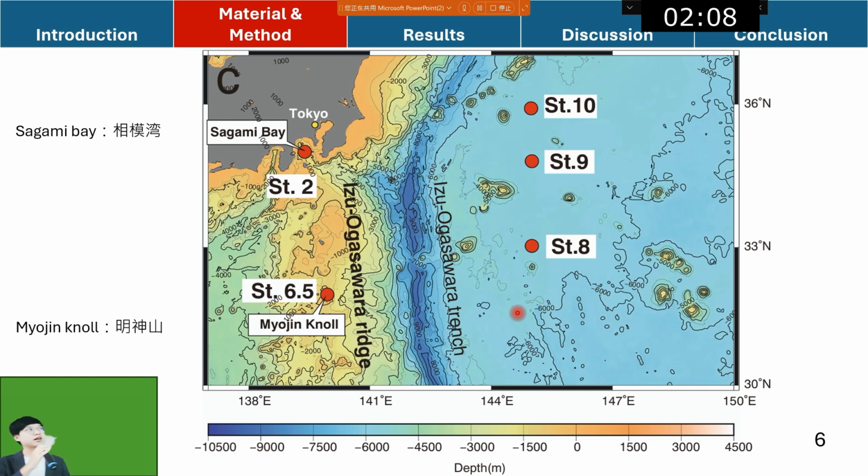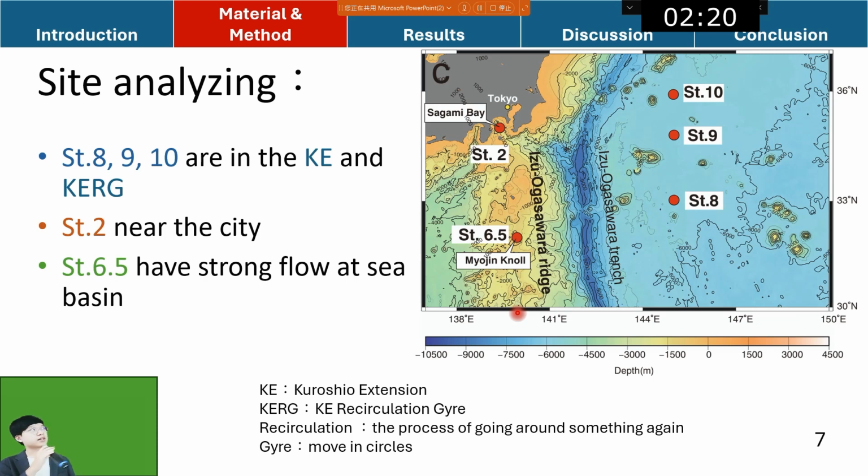So we choose 3 sites to analyze this place and use 2 sites as the control. Sites 8, 9, and 10 are in the KE or KERG. And site 2 near the city is Sagami Bay near Tokyo, so we assume there is massive plastic at the seafloor. And site 6.5 had a strong flow at the sea basin, so we assume there is less plastic at the seafloor.